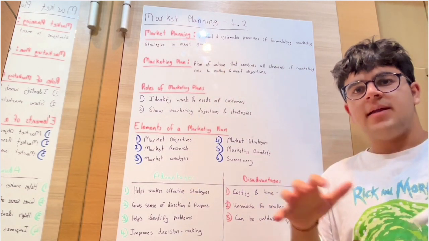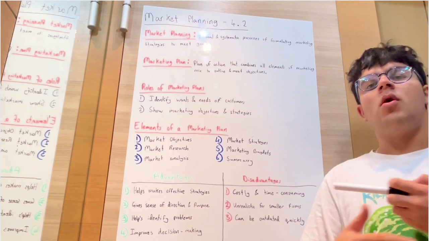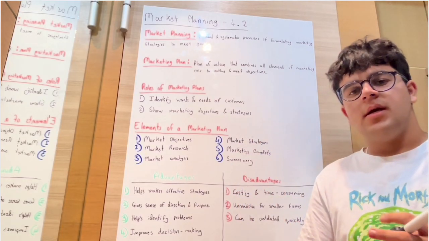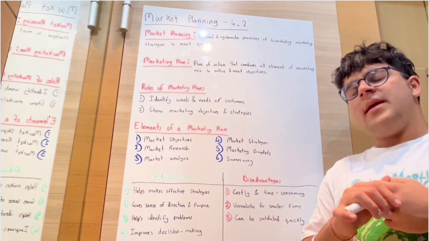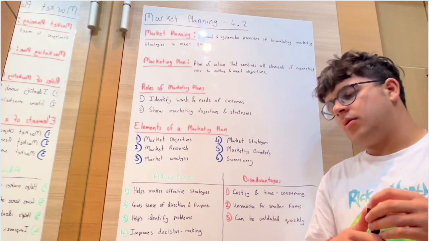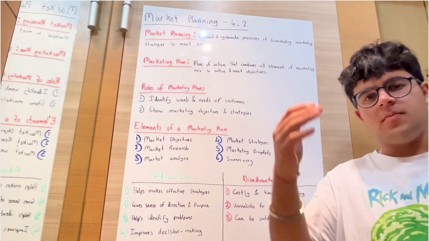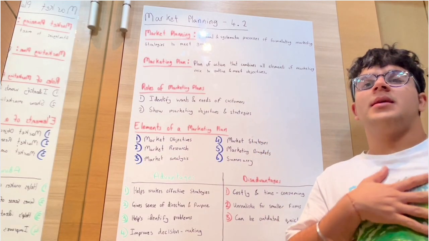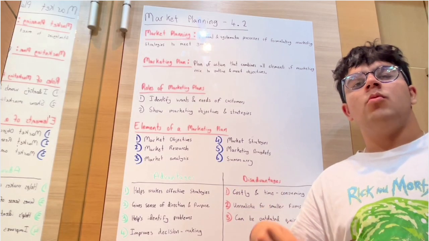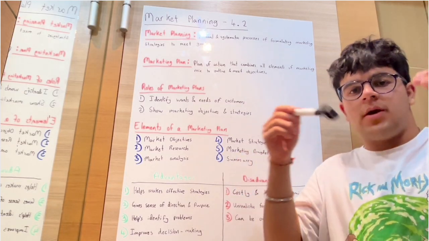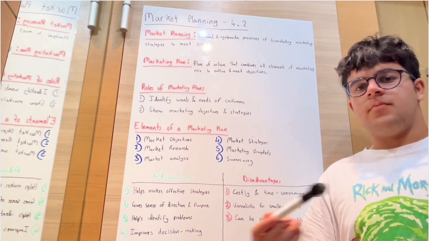A marketing plan is a plan of action that combines all elements of your marketing mix to meet your business's objectives. It's like a document you make that outlines everything in a marketing mix in order to understand what you want to do in the future, where you are now, and what you can do.